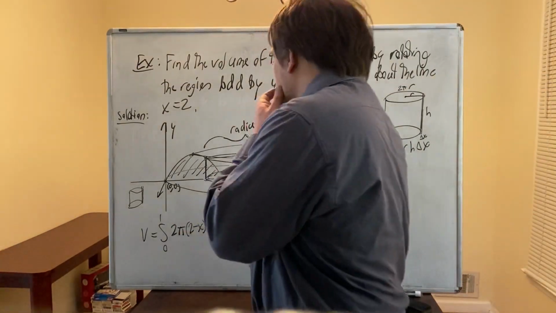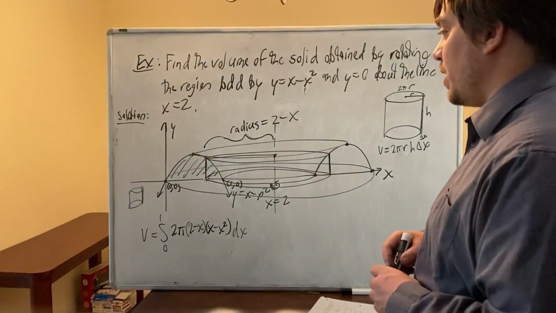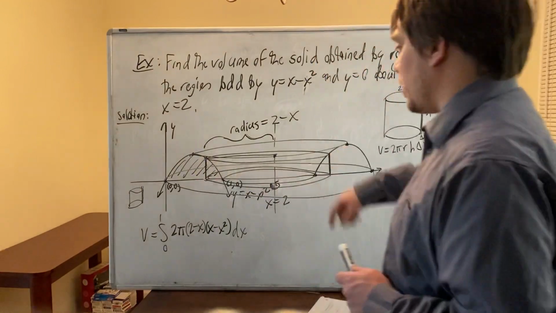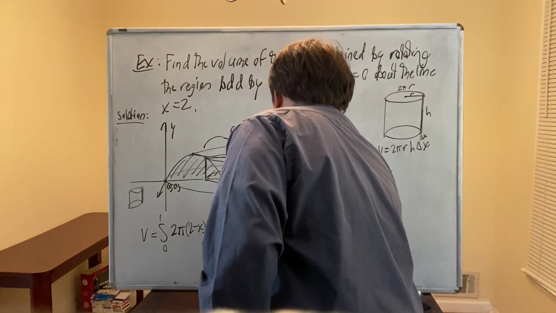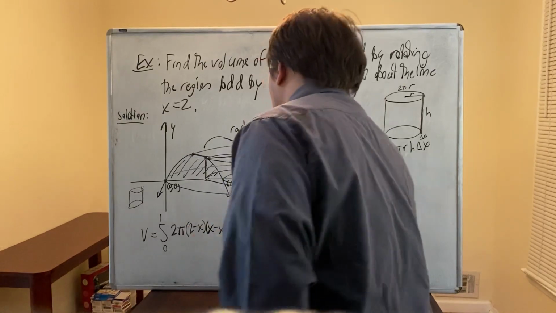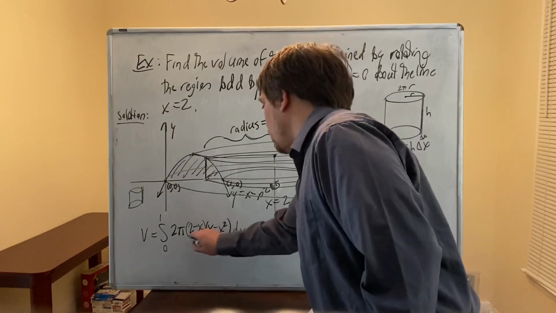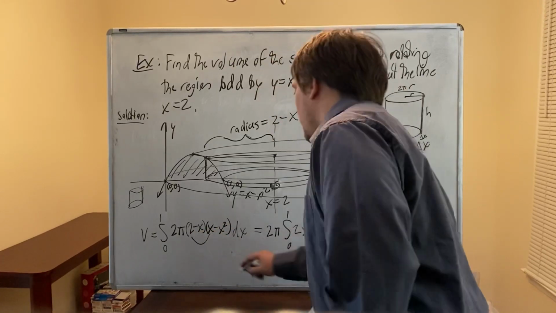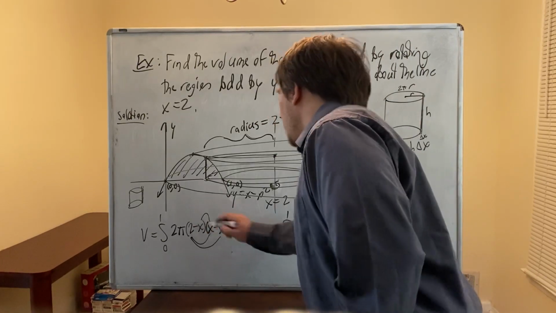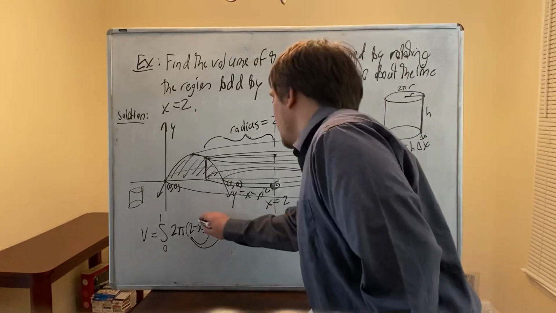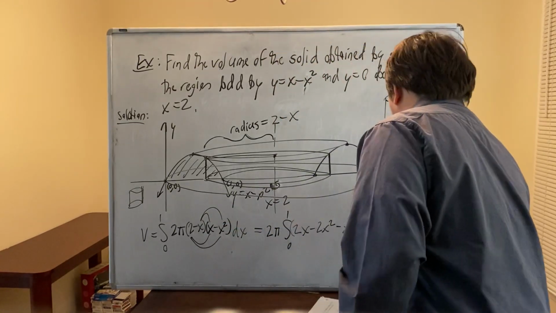So we just need to calculate this definite integral, and when we do, we find the volume of this shaded region rotated about the line x equals 2. Okay, so let's calculate this definite integral. It's equal to 2 pi times the integral from 0 to 1 of (2 minus x) times (2x minus x squared), which, using the FOIL method, is 2 times 2x, which is 4x, minus 2x squared, minus 2x squared, plus x cubed, dx.